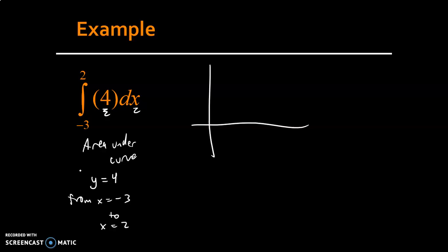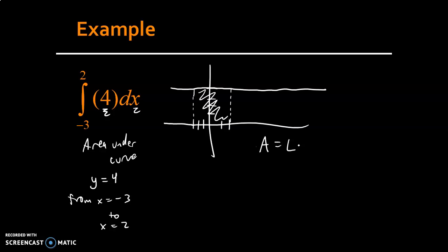So let's draw a graph. Y equals 4 is a horizontal line at 4. And I want to go from -3 to 2. So -3 to 2. Now I've created a rectangle. The entire rectangle is above the axis. I know that this is all going to be positive, so I don't have to worry about finding positive area and negative area. So the value of this is just whatever the area of this rectangle is.